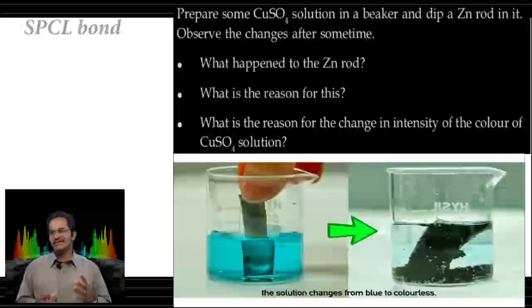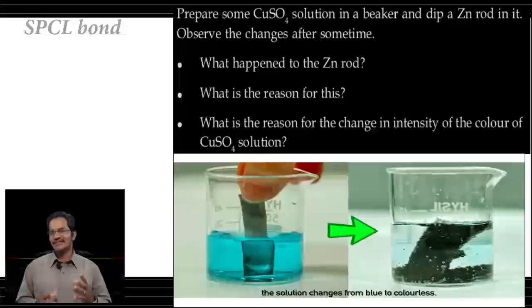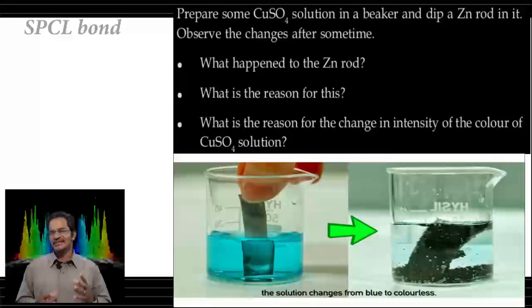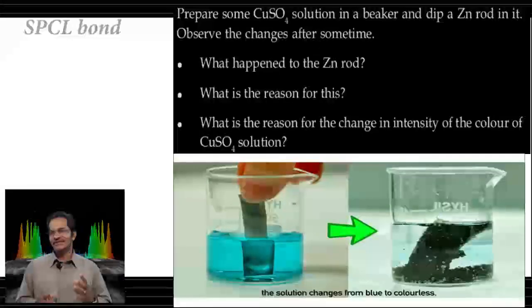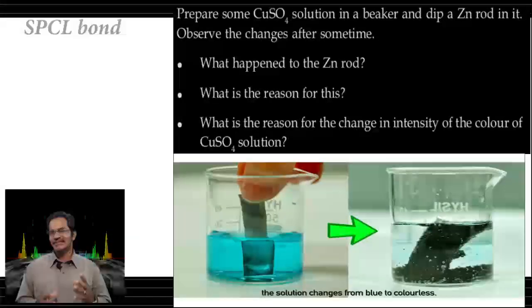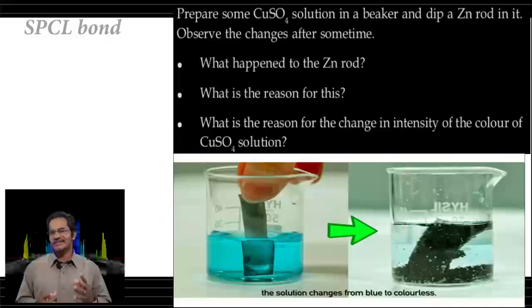Prepare some copper sulfate solution in a beaker. Copper sulfate is a blue colored ionic substance. Prepare the solution in a beaker and dip a zinc rod in it. Observe the changes after some time. So we can see the change.